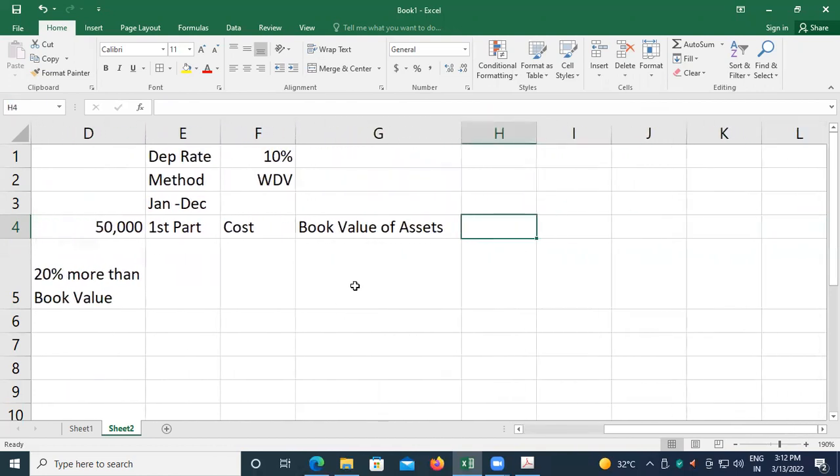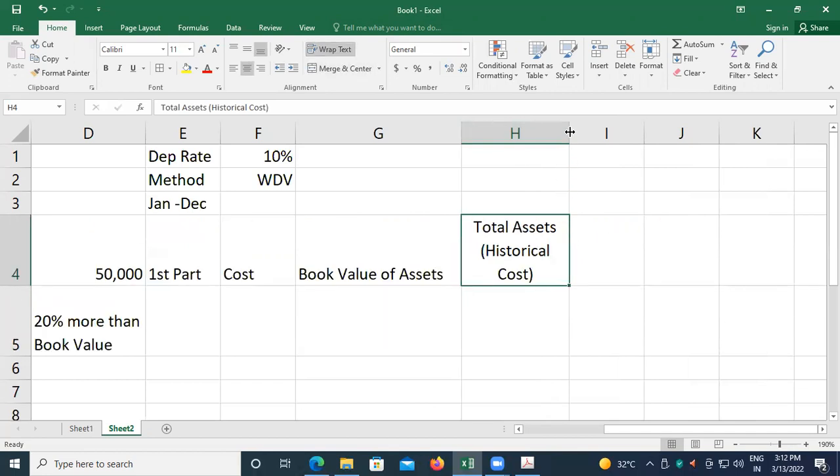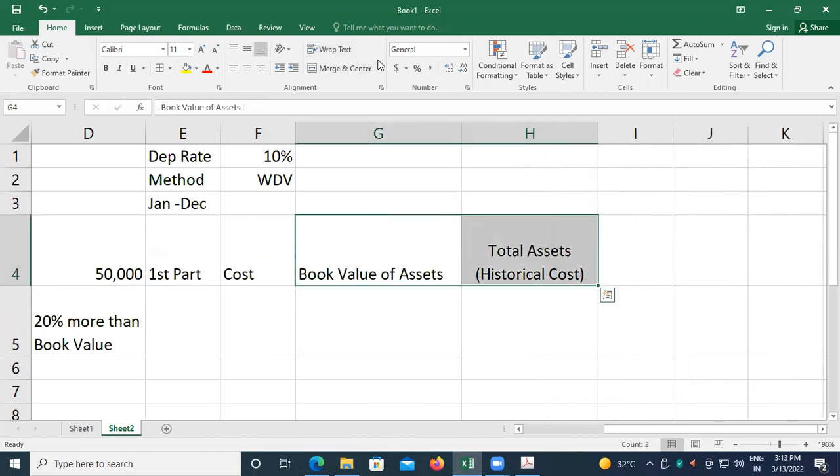See, book value means total asset value, which is nothing but the historical cost. When we purchase any asset, it has its own historical cost. Means the first time, what is the cost? The first time when we purchase any asset, that becomes your historical cost. So how do we calculate the total book value of the asset now?